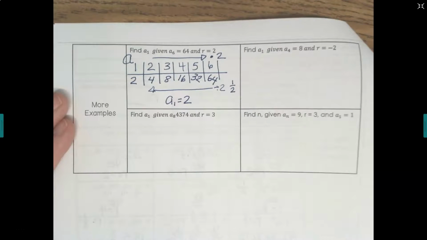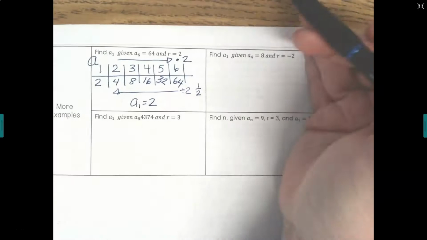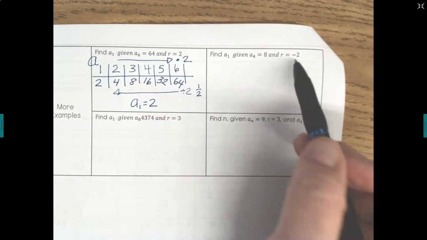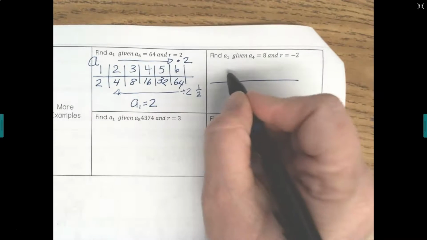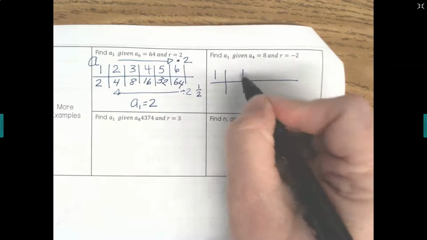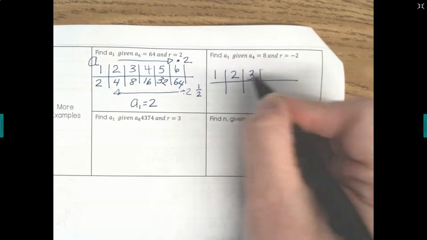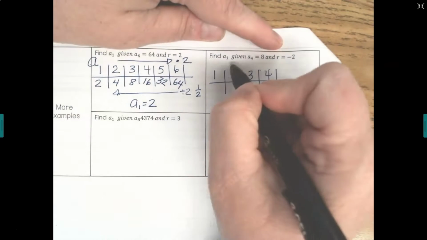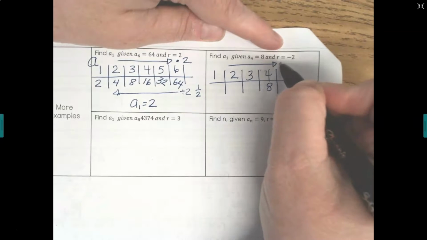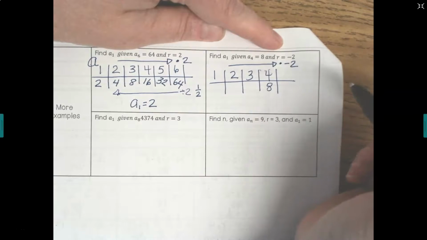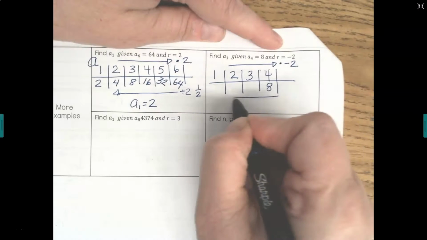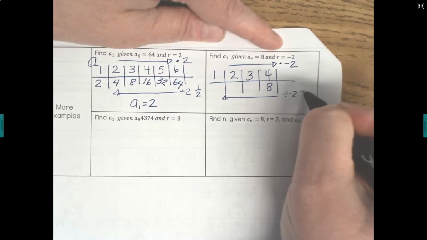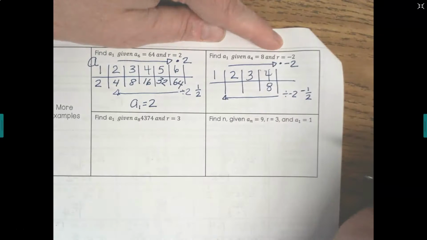All right, let's try that again. So we want to find the first term given that the fourth term is 8 and my common ratio is negative 2. So I'm going to draw this out to give me some room. I'm looking for the first term. There's the second term, third term, and the fourth term is what we know. It is 8. When we're going this way, we're multiplying by negative 2. That means when we're going this way, we would be dividing by negative 2 or multiplying by negative 1/2.